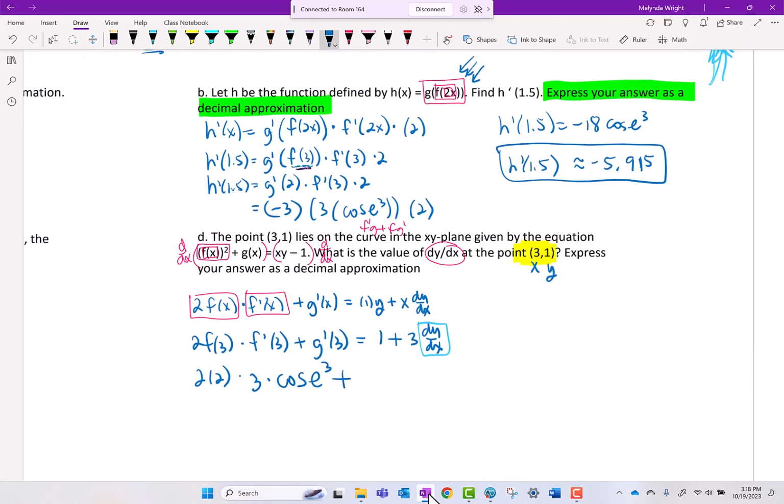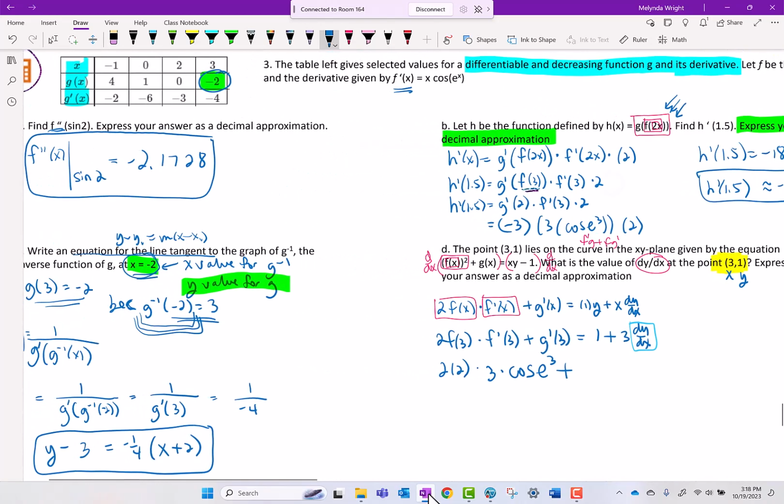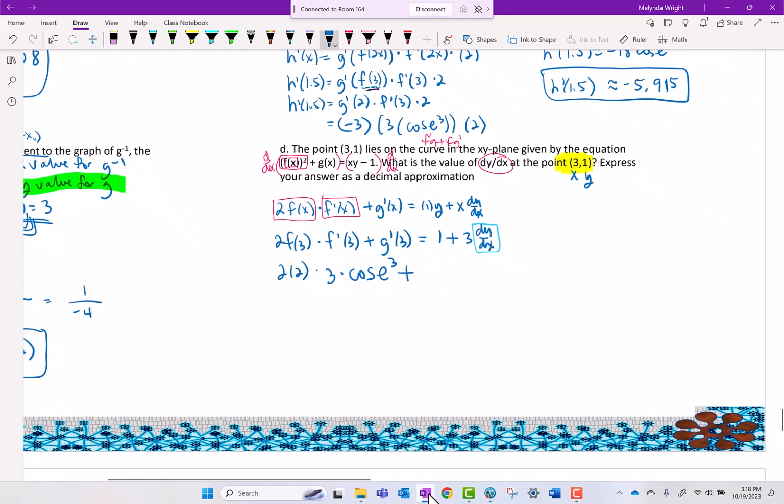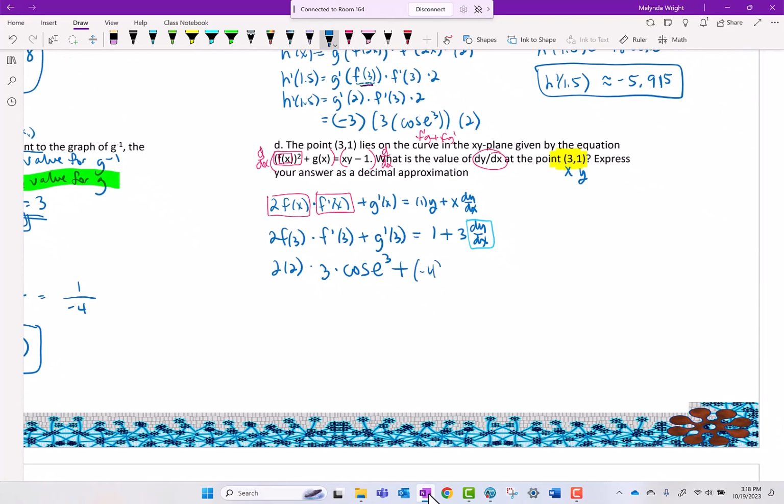Plus, where am I going to get g prime of 3 from? The table. G prime of 3, we go to the table. G prime of 3 is negative 4. Equals 1 plus 3 dy dx. Now, the rest of it is calculator.